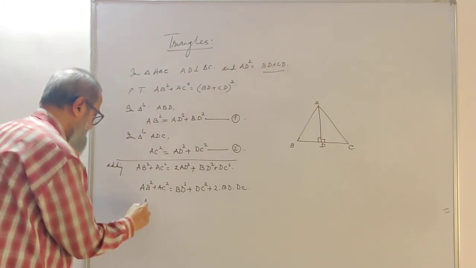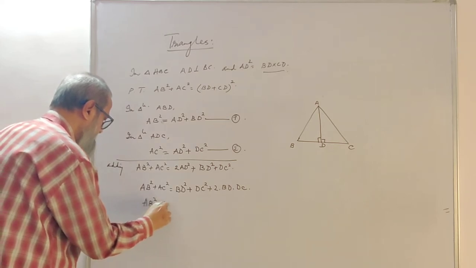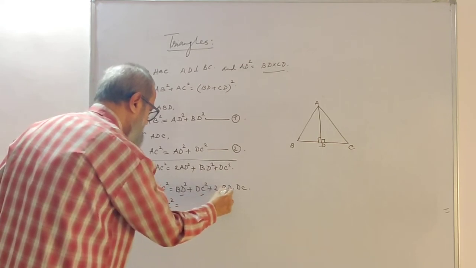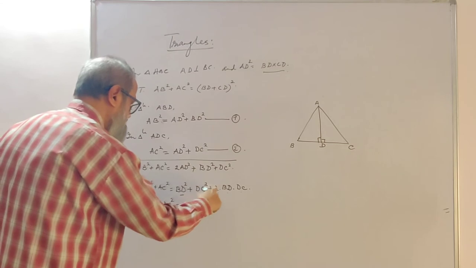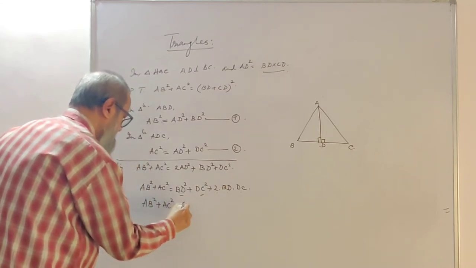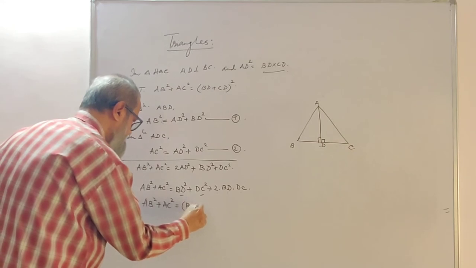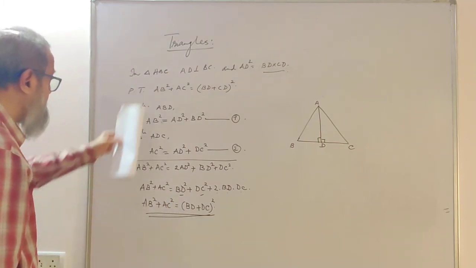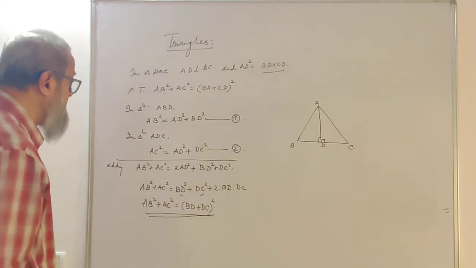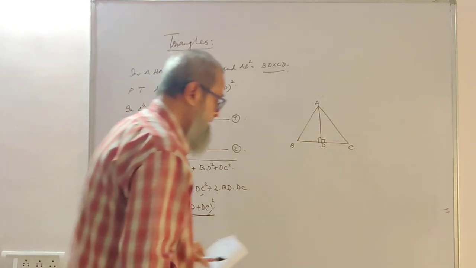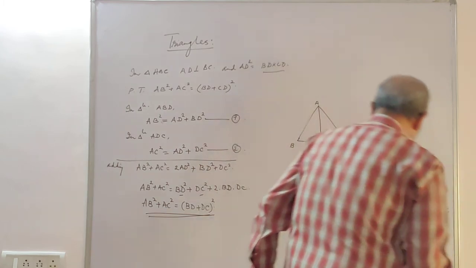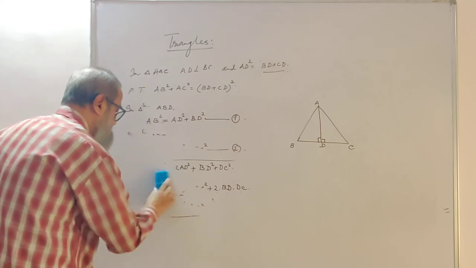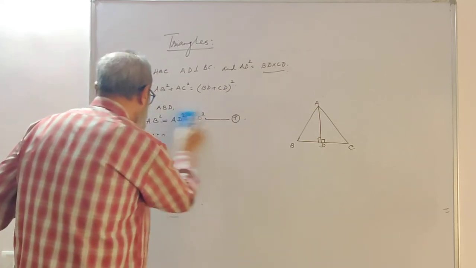Now, this is of the form a square plus b square plus 2ab. So it can be written as BD plus DC the whole square. So this is what he wants us to prove, and we have proved this. AB square plus AC square is equal to BD plus DC the whole square. So that is again a 2 marks question. Next, we'll take one more problem.